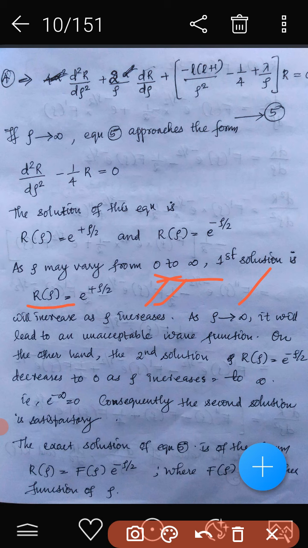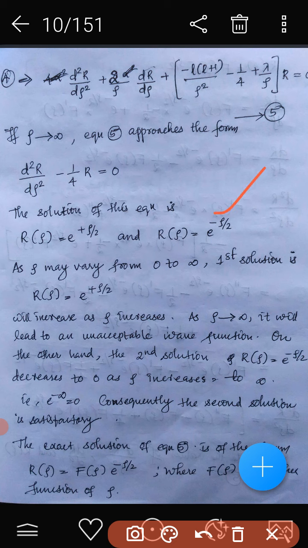So if rho approaches infinity, this solution also approaches infinity, that will lead to an unacceptable wave function. On the other hand, the second solution is e to the power minus rho by 2. So if rho increases, then R, that is R equal to e to the power minus rho by 2, will decrease to 0, because e to the power minus infinity, that is 1 by e to the power infinity, is 0. So consequently, the second solution is a satisfactory solution.